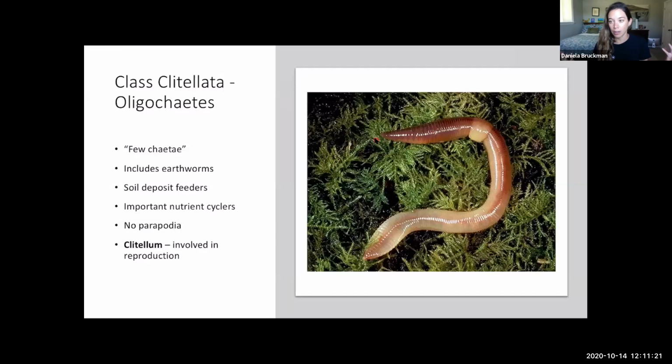The earthworms are really the poster child here. Most of these are soil deposit feeders. Earthworms live in sediment in soil, and they're going to consume the partially decomposed organic matter in the soil. So you can think of them as detritivores. They're eating partially decomposed things, so dead stuff.